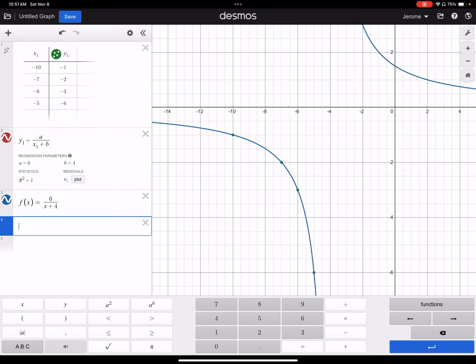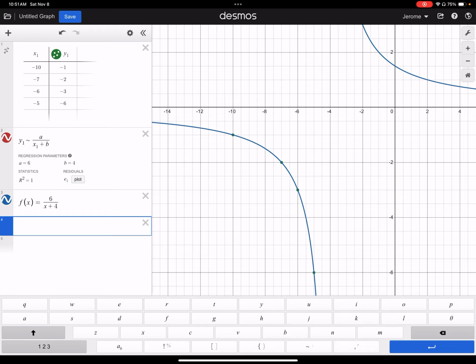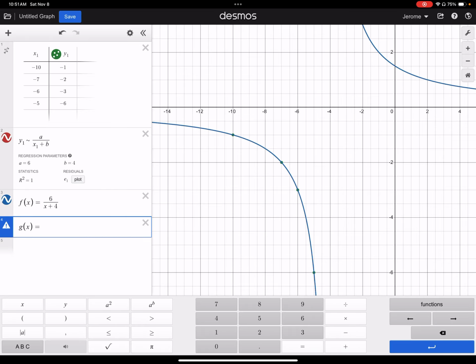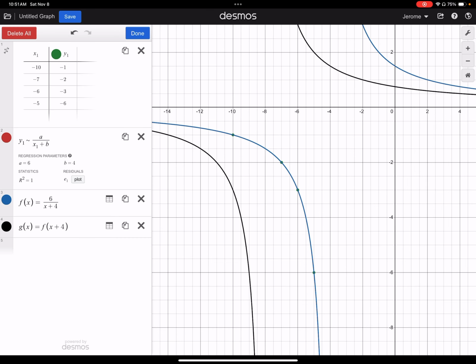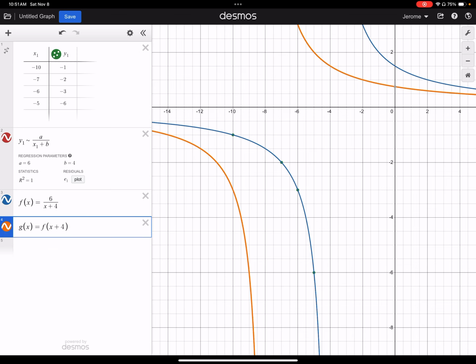So instead, let's do the actual g of x function. And watch this. I'll do this as g of x is equal to f of x plus 4. And now this black graph, I don't care for this color here. Let's make this something. Ooh, orange, blue and orange, complementary colors. Okay, so you can see that what I just did there, even if you didn't know that x plus 4 actually moved this thing to the left 4, when I type this thing in, you can see exactly what we just got.